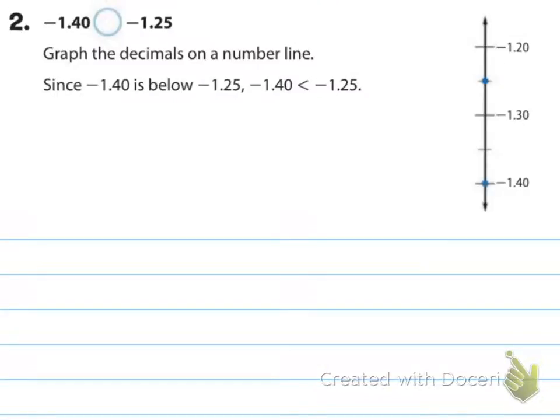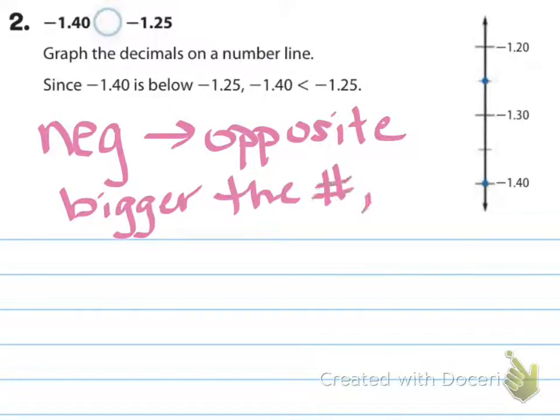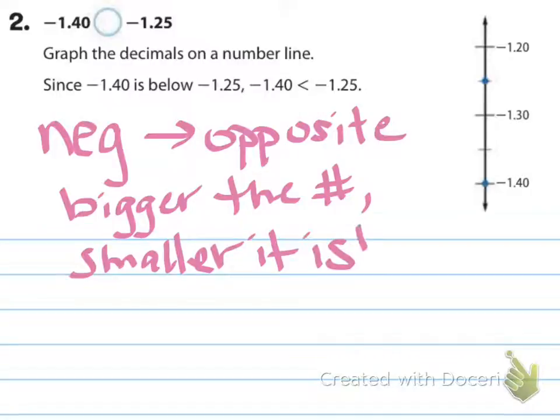Okay? The next one, though, shows us where we have 2 negatives. So you actually really do have to look at this closer. Remember that in negative world, it's opposite world. So in negative world, the bigger the number, the smaller it is.